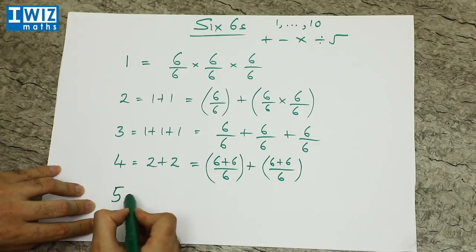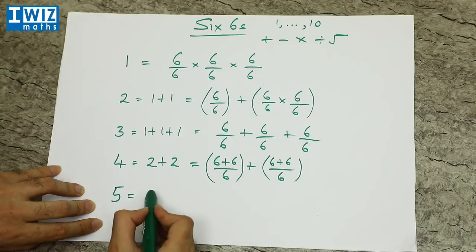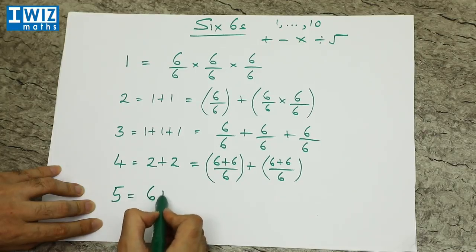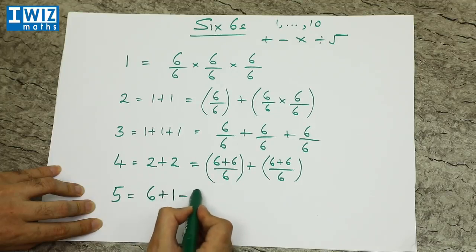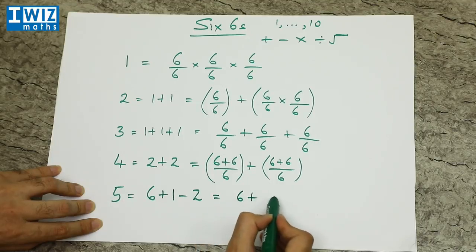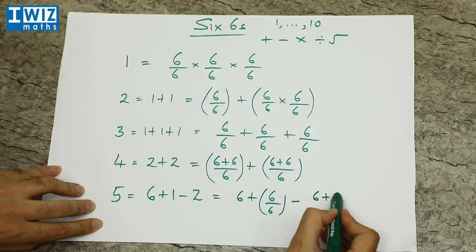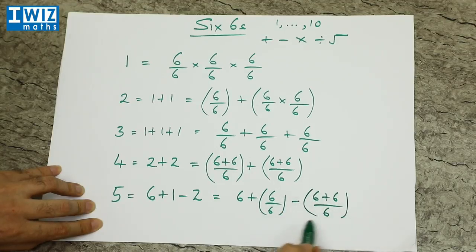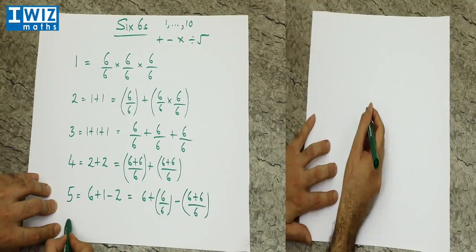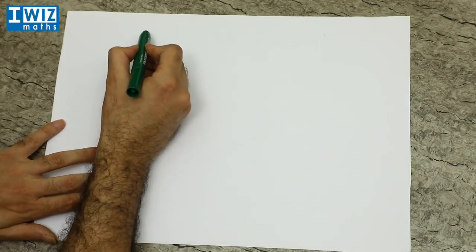For 5, we can think of getting 5 by saying 6 plus 1 minus 2. So we get 6 plus 6 divided by 6, which is 1, and then we need to minus 2, so we have a minus 6 plus 6 divided by 6. So that's 6 plus 1 minus 2 is equal to 5. So we've done the numbers 1 to 5. Now we need to get to numbers 6 to 10.